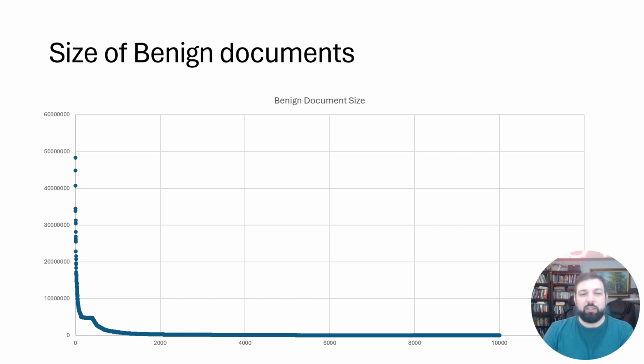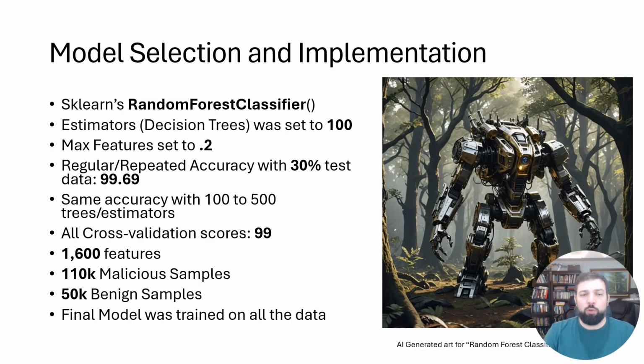As you can see, the size of malicious documents and benign documents are mostly the same. So the distribution was fairly even and I wouldn't be able to use it as a good indicator. I decided to go with sklearn's random forest classifier. I used 100 estimators with a max feature set of 0.2.